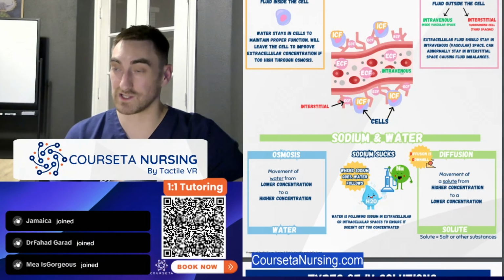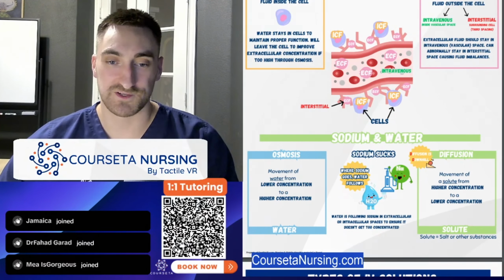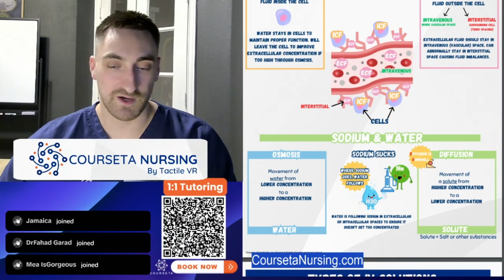So diffusion is not as important to understand as osmosis is, because if you understand wherever sodium's high, if there's a high buildup of sodium somewhere in the body, whether it's the intravenous space, interstitial space, or inside the cell, the water is going to follow it to make sure that it's not getting too high. So wherever sodium goes, water flows.